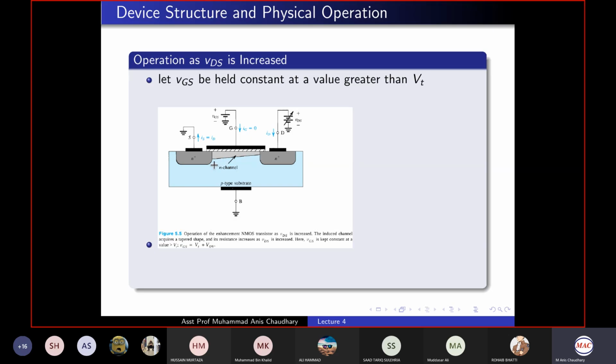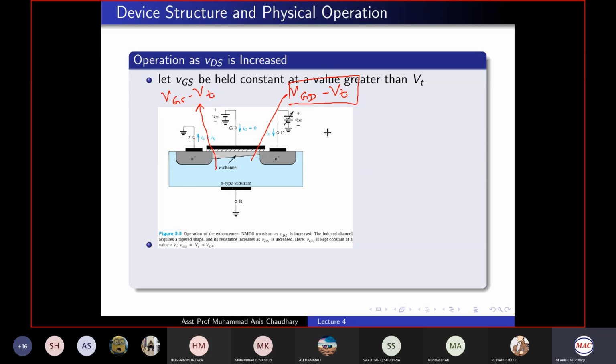So when we increase that VDS, the effective voltage at the source end is VGS minus VT, and the effective voltage at the drain end is VGS minus VT minus VDS. Since now VDS is not negligibly small, this will be smaller. So the effective voltage at the drain end will be smaller. A smaller number of electrons will be collected underneath the gate electrode at the drain end relative to the source end. So at the source end more channel depth is achieved, while at the drain end a smaller depth will be achieved because the effective voltage at the drain end is smaller.